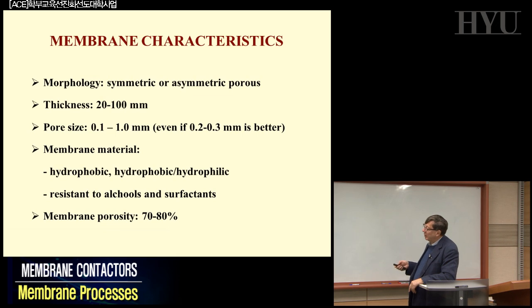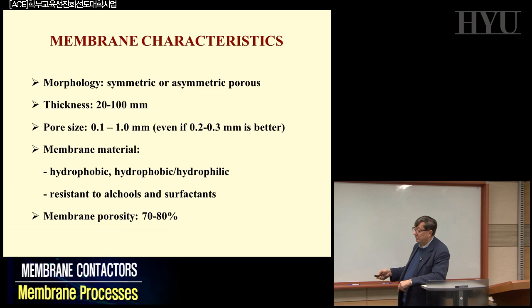Symmetric or asymmetric. Thickness, normally from 20 to 100 nanometers. This is also important because it's related to the thermal conductivity. So this number can change, because, as we have just mentioned, the thermal conductivity is also a function of the thickness. Pore size, we will understand why, has to be in a relatively narrow range: 0.1 to 1 micron, don't read millimeter. 0.2, 0.3 is sometimes also better. Don't read millimeter, this is microns.